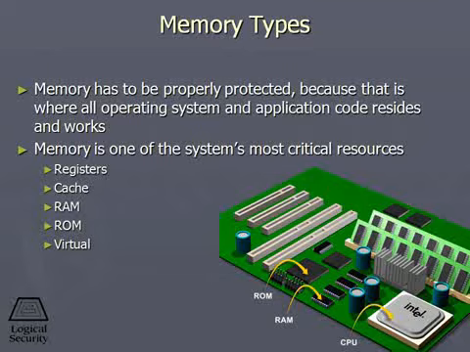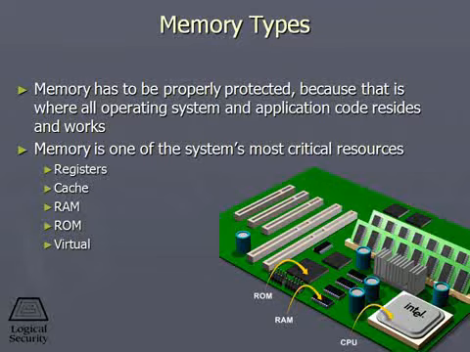Next we have read-only memory, ROM. Read-only memory is a programmable memory chip that is not volatile. In other words, it retains its memory even when the power to the device goes away. And finally we have virtual memory.